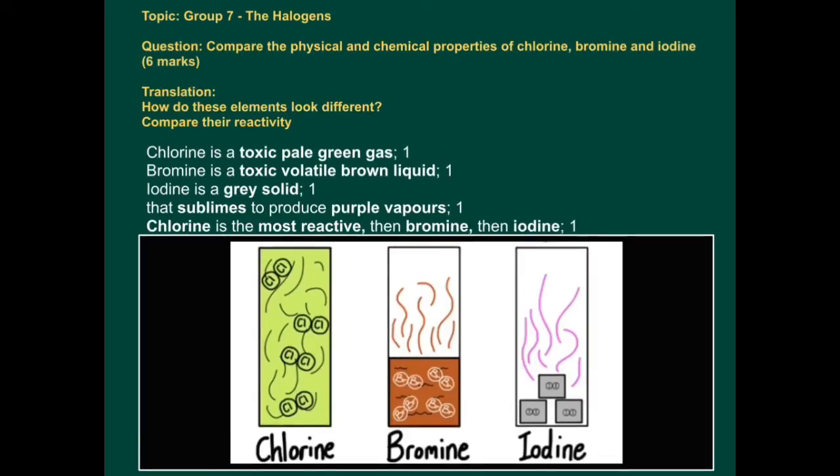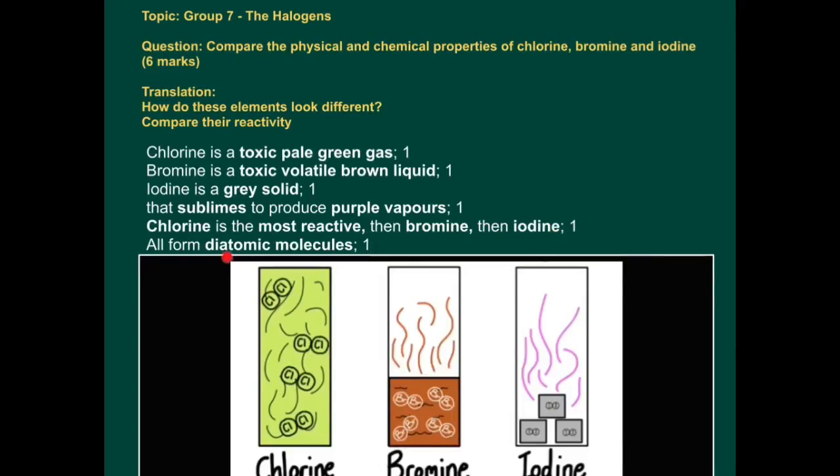Now let's look at the chemical properties. Chlorine is the most reactive, then bromine, then iodine. They also all form diatomic molecules. Their molecules have 2 atoms chemically bonded together. So chlorine will always be Cl2, bromine will always be Br2, iodine will always be I2.